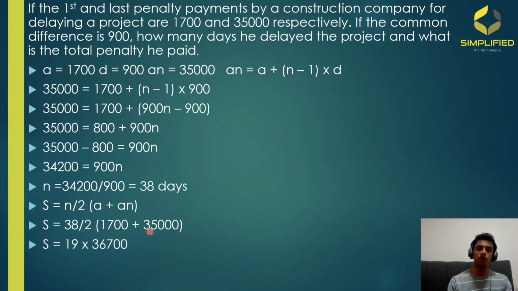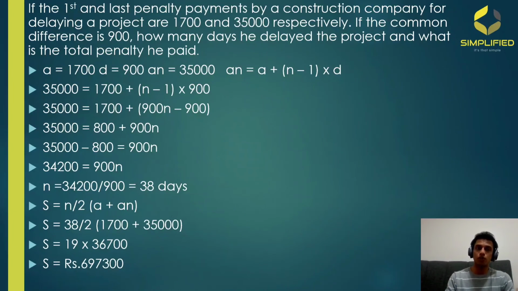Upon substitution, what really happens is 38 by 2 is 19, and 1700 plus 35,000, upon calculation you will get the answer as 36,700, which means that the huge sum he paid is rupees 6,97,300. That's something really huge, and that's what he paid as penalty for that project for delaying it for 38 days. Okay, so that's how we found the answer. If you're finding it confusing, try to do it yourself, pause the video, and watch the explanation once you complete that calculation. So that's how you have to do.